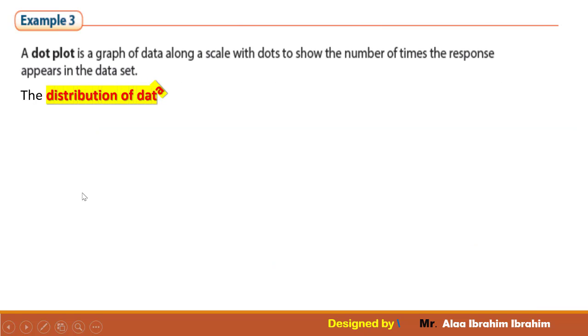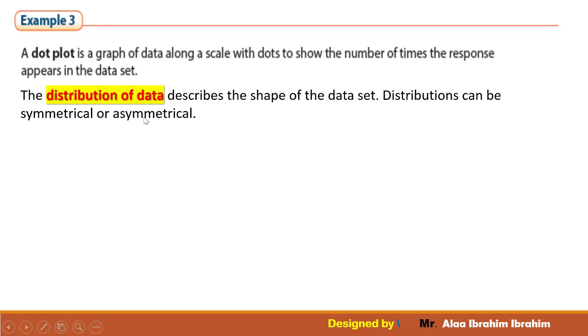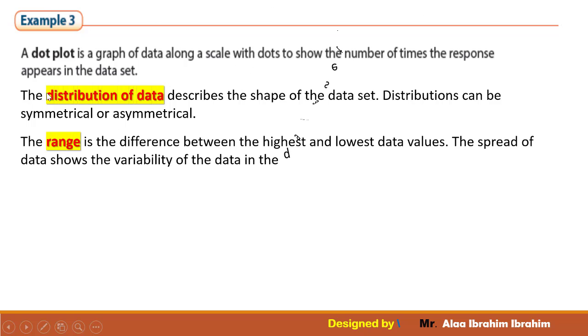So we're going now to deal with dot plots. But we have to know the distribution of data, the form of it. So we have to know the definition. The distribution of data describes the shape of the data set. A distribution can be symmetrical or not symmetrical. The range is the difference between the highest, the greatest, and the lowest, the smallest. The range again is the difference between the highest and lowest data values.